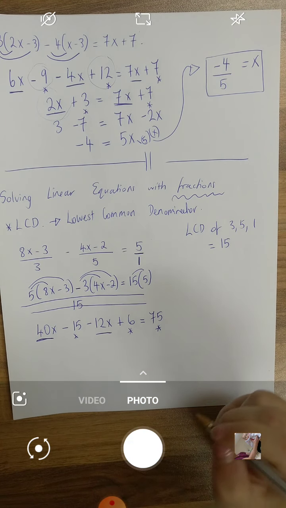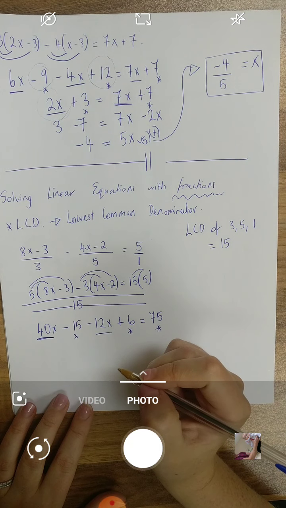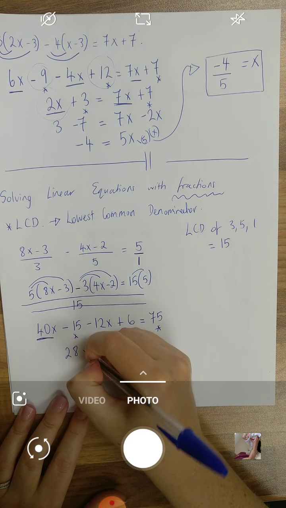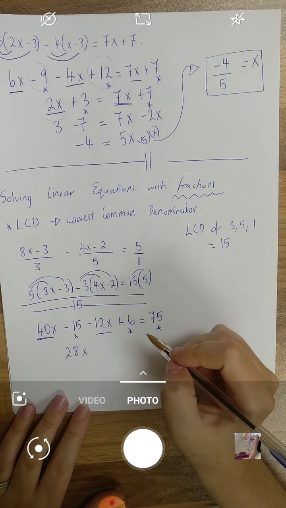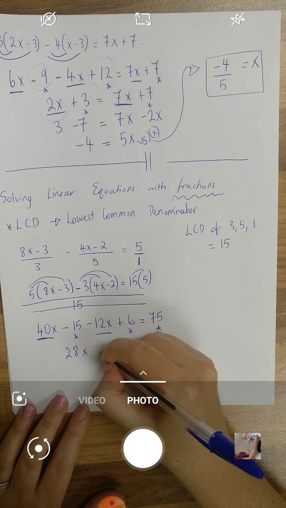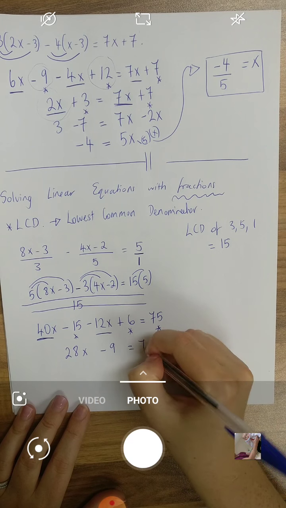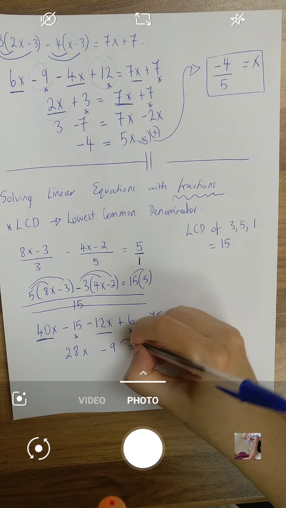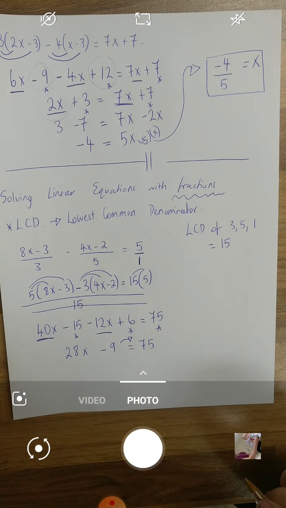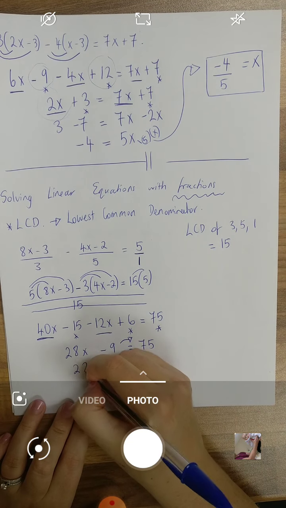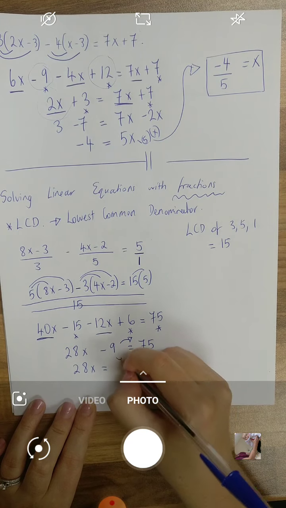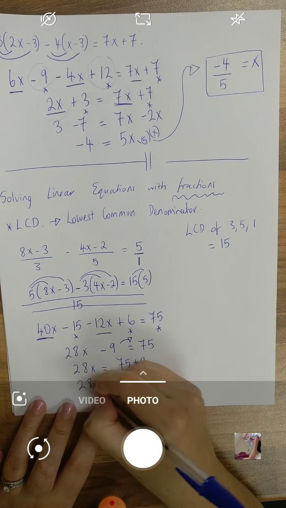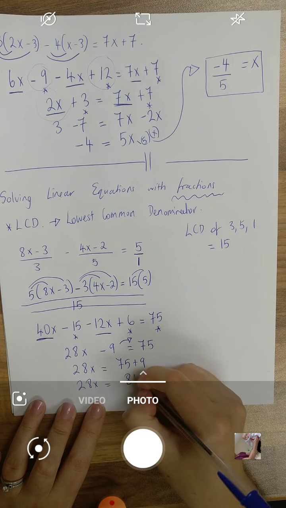So I'm going to tidy up that left-hand side first. So 40x minus 12x is 28x. Minus 15 plus 6 is minus 9 equals 75. This negative 9 is going to move over and become positive. So we've 28x equals 75 plus 9. So 28x is equal to 84.